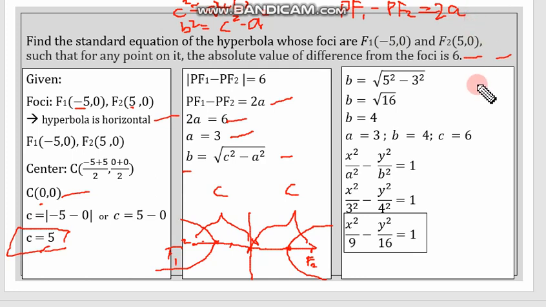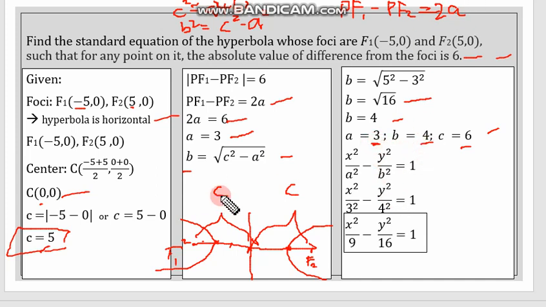So b is equal to the square root of 5 squared minus 3 squared. 5 squared is 25, 3 squared is 9, 25 minus 9 is 16. So the square root of 16. So b is equal to the square root of 16, or that's 4. We have a, we have b, and also we have c. But for the standard equation, we only need a and b.